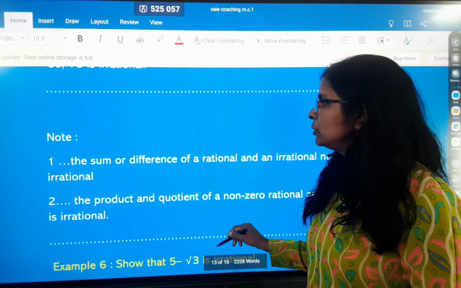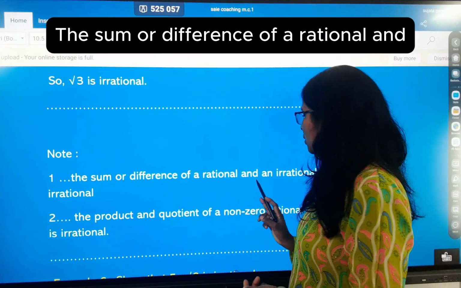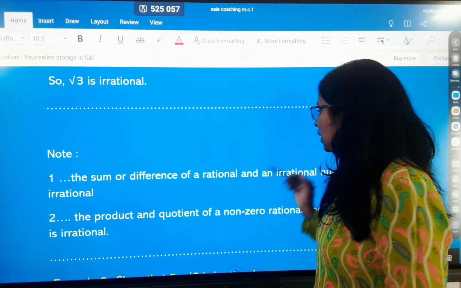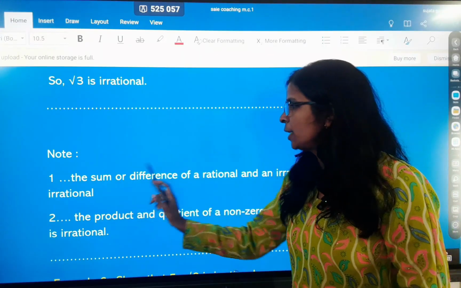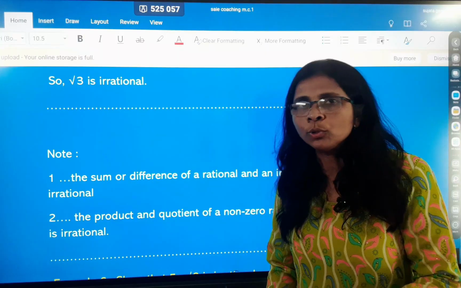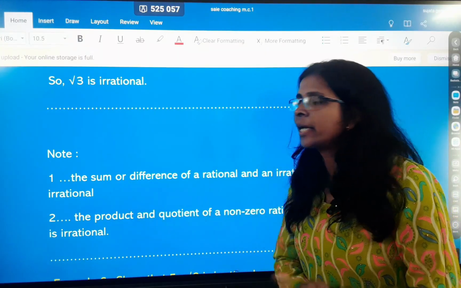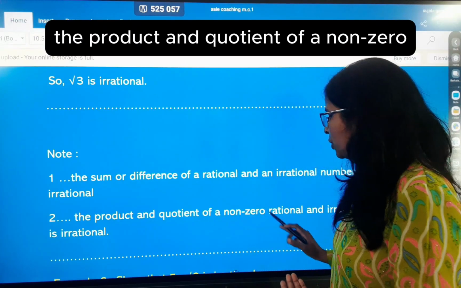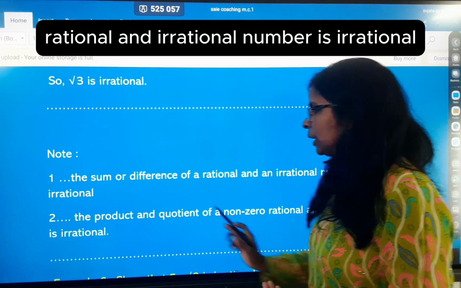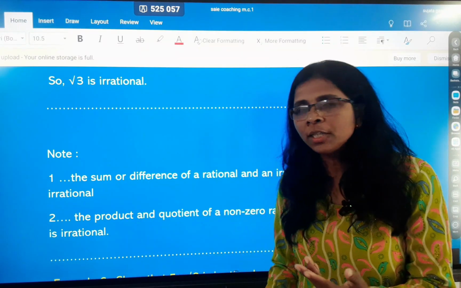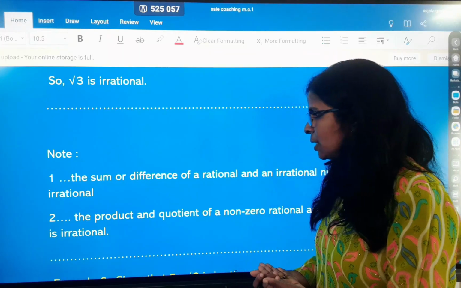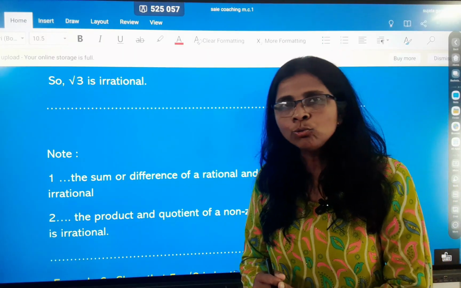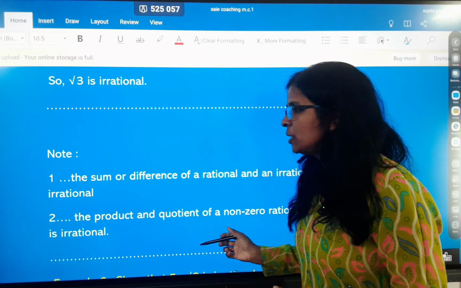The sum or difference of a rational and irrational number is an irrational number. जर समजा तुम्ही रॅशनल आणि इरॅशनल नंबरची सम कराल किंवा त्यांचा डिफरन्स कराल तर तुम्हाला रिझल्ट जो मिळेल तो सुद्धा इरॅशनल नंबरच मिळणार आहे. Second is the product and quotient of a non-zero rational and irrational number is irrational. जर समजा प्रॉडक्ट करायचं असेल किंवा कोशन करायचा असेल तरी सुद्धा तुम्हाला इरॅशनल नंबरच मिळणार आहे.